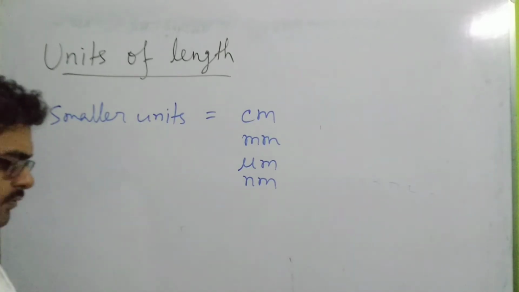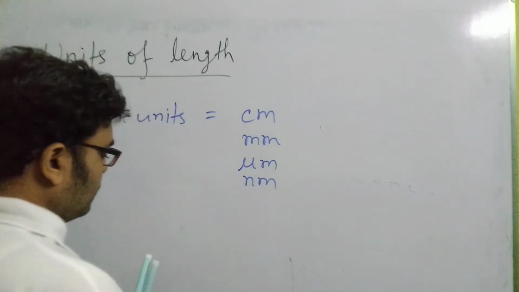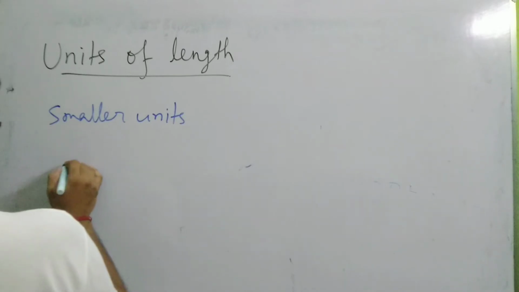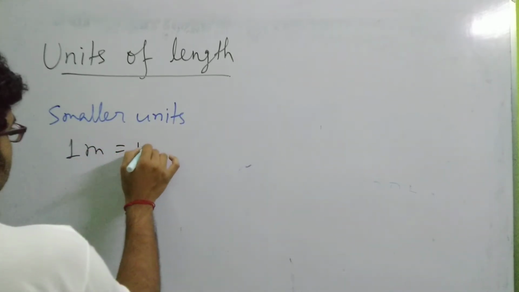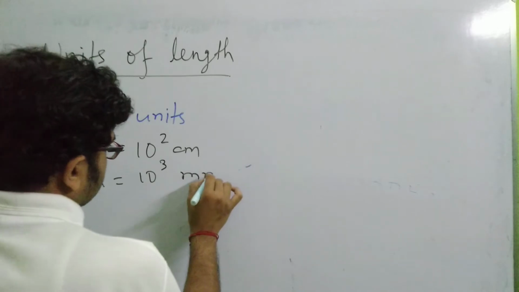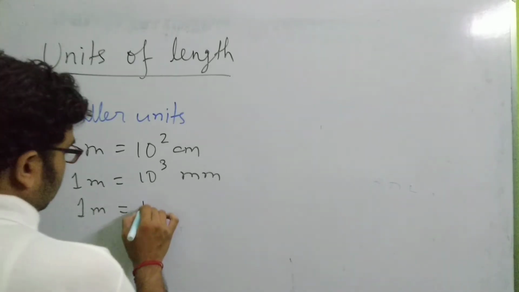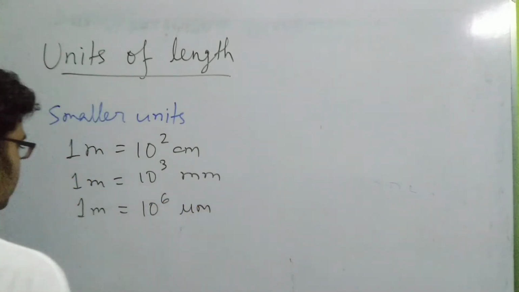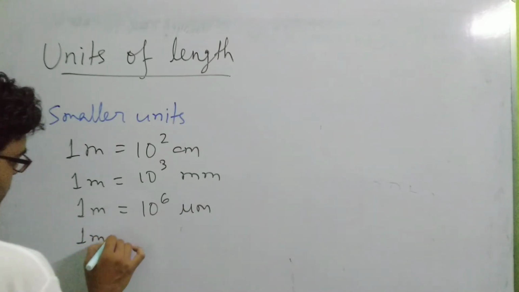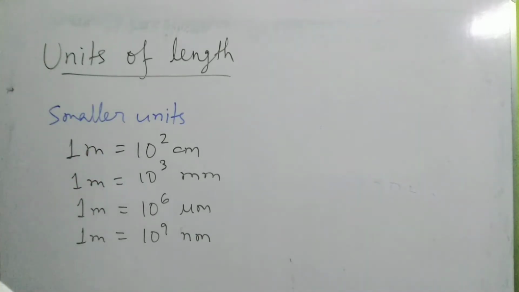And do you know how centimeter and meter are related? Obviously it is known to you. 1 meter is actually 10 to the power 2 centimeter. Then 1 meter is 10 to the power 3 millimeter. Again, in terms of micrometer, 1 meter is 10 to the power 6 micrometer. In terms of nanometer, 1 meter is equal to 10 to the power 9 nanometer. Okay. There is another unit, it's called angstrom.